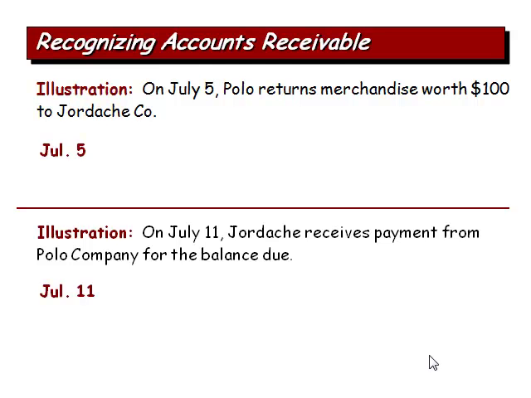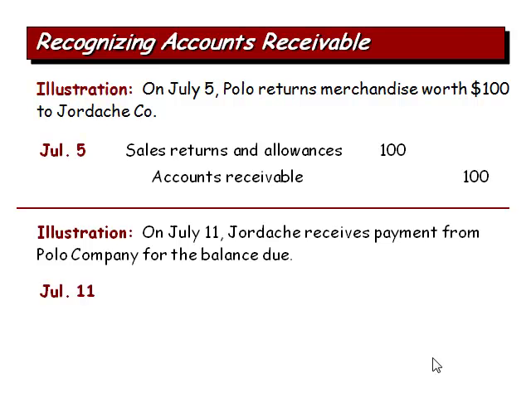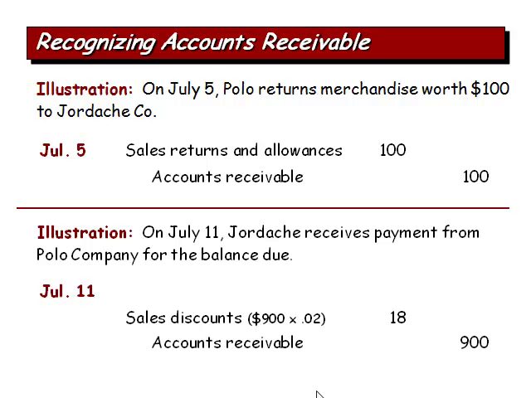On July 5th, Polo returns merchandise worth $100 to Jordan. So we're going to debit sales returns and allowances and credit accounts receivable. So they now owe us $900. On July 11th, Jordan receives payment from Polo for the balance, and they took the 2% discount there. So we debit cash for $882, debit sales discount for $18, and we credit accounts receivable for $900. So we found the $18 discount by taking the $900 that they owed us times the 2% that we offered.